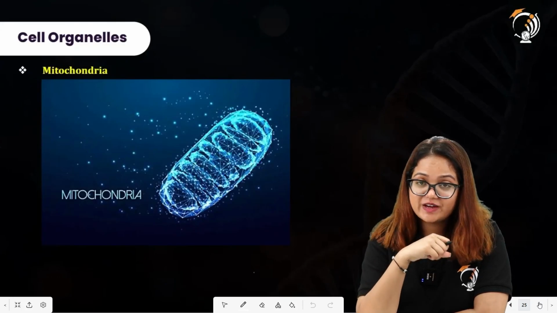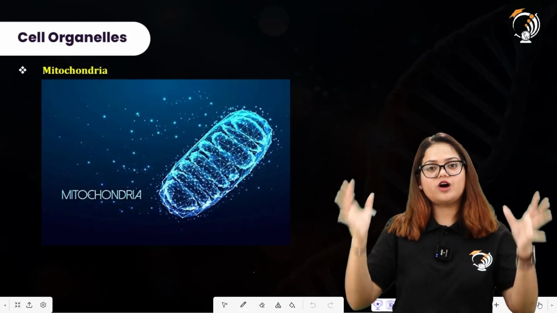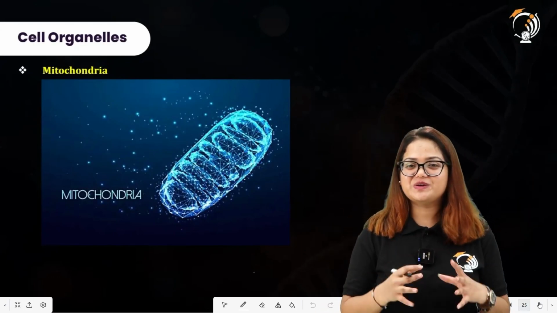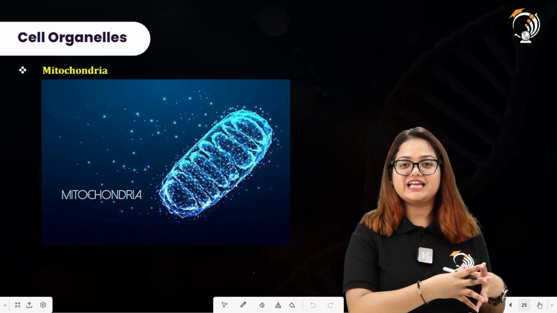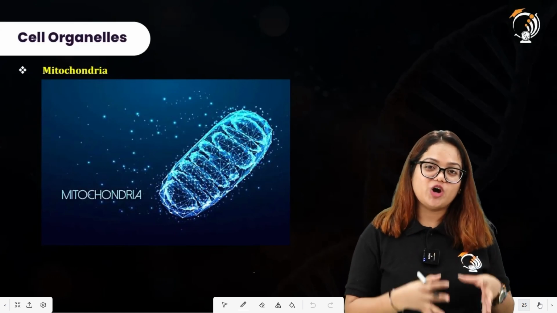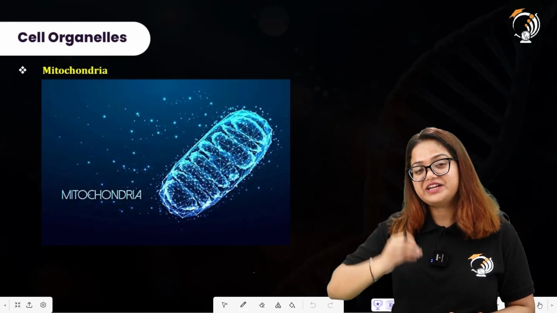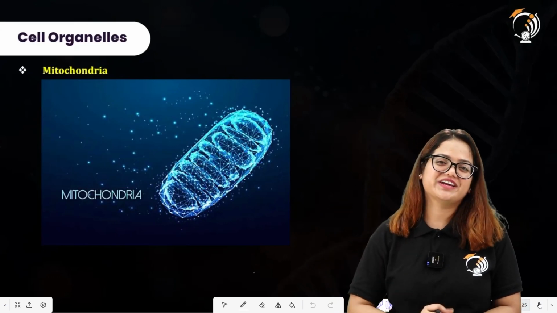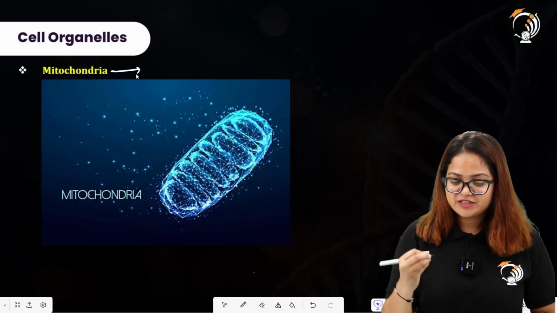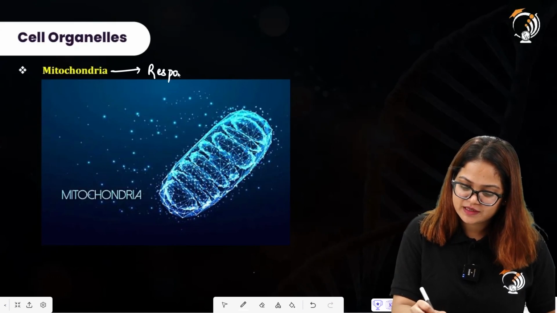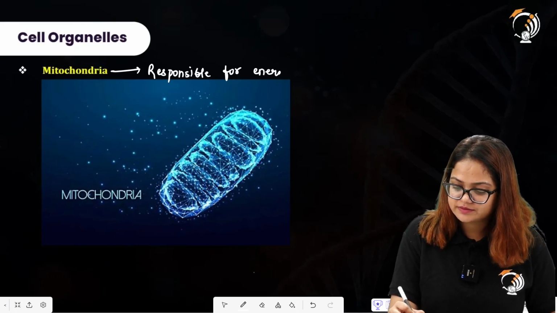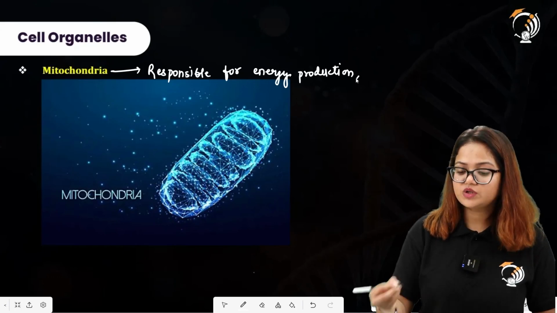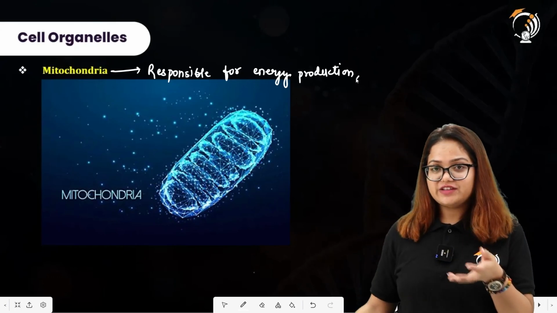Another cell organelle here is the mitochondria. Mitochondria is the powerhouse of the cell. It generates the maximum amount of energy required by a cell. Whenever a cell requires a large amount of ATP or energy, that means it has a huge amount of mitochondria in it. So mitochondria are responsible for energy production, and this energy is in the form of ATP.